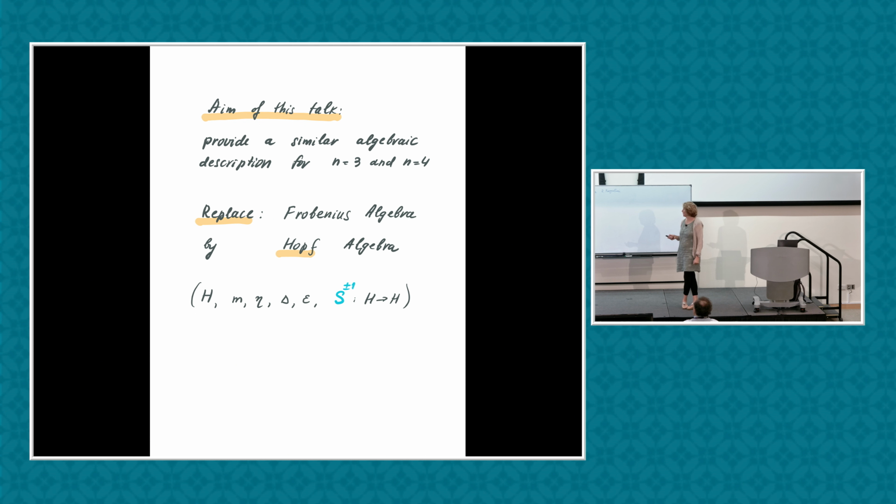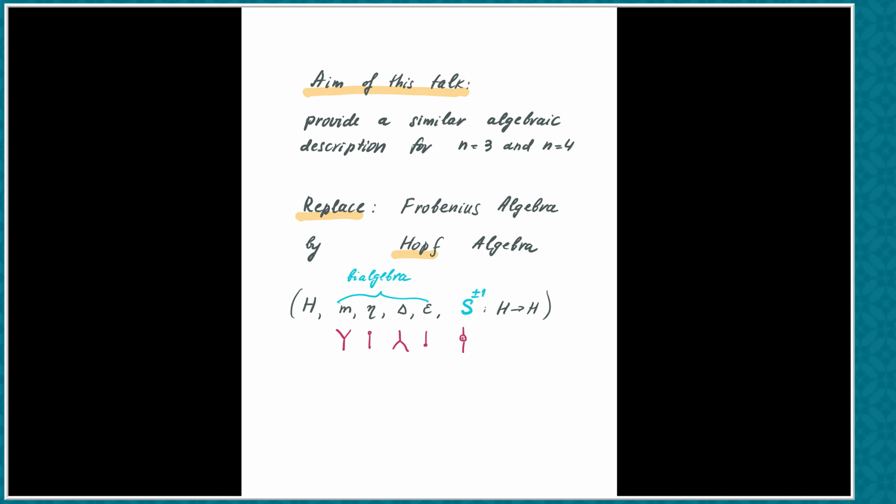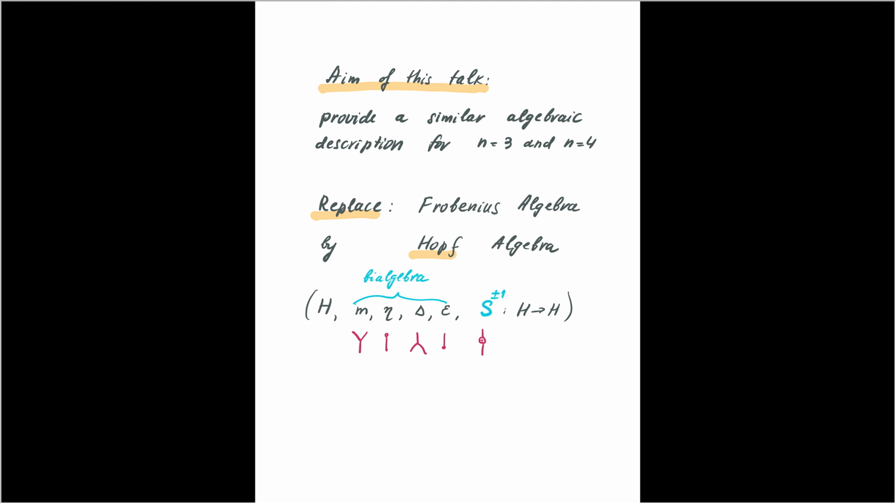A Hopf algebra is a vector space together with a multiplication, co-multiplication, unit and co-unit. In addition, it has an invertible endomorphism, which is called the antipode. This is my graphical notation for these morphisms: multiplication, unit, co-multiplication, co-unit, and this is the antipode. I'm putting a plus or minus, meaning the antipode or its inverse. And the relations are, first of all, you have M and eta.